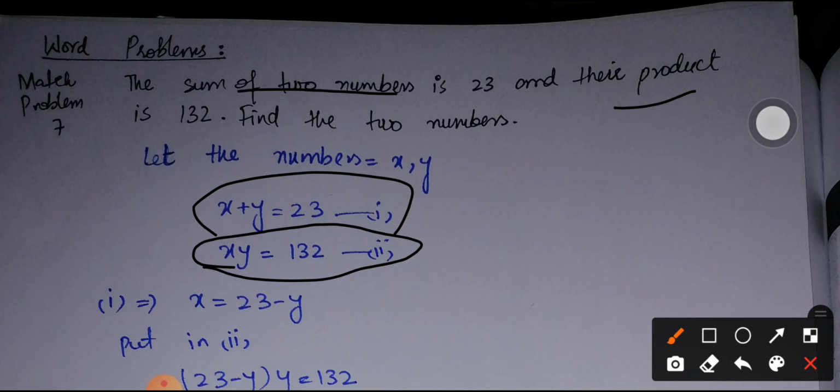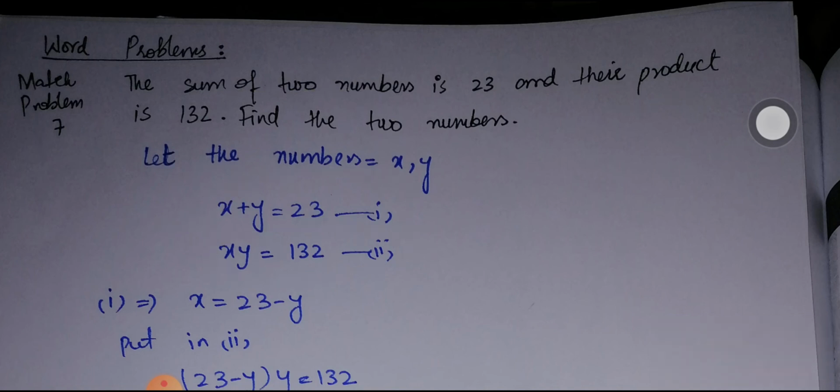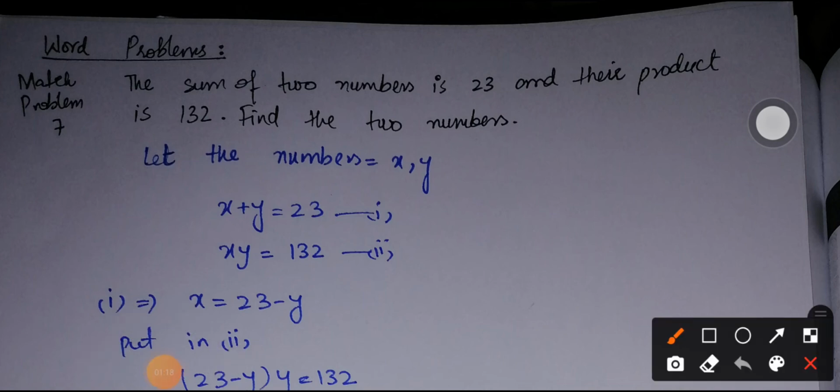Now we have two equations, but you can see that both are not linear. This one is a linear equation, but overall the system is going to be quadratic as x and y are multiplied, so we cannot solve it by the elimination method. What we can do is find the value of the variable x or y from equation 1, and then put that value in equation 2. So I will find the value of x, which is equal to 23 minus y from equation 1, and then put this value in equation number 2.